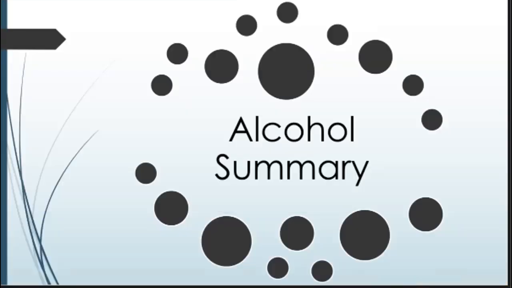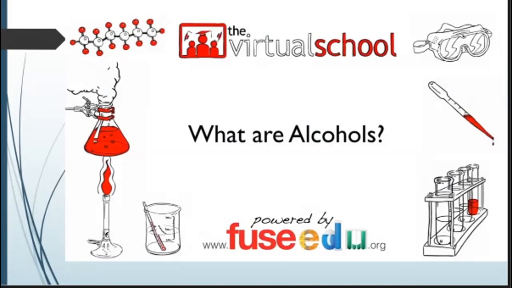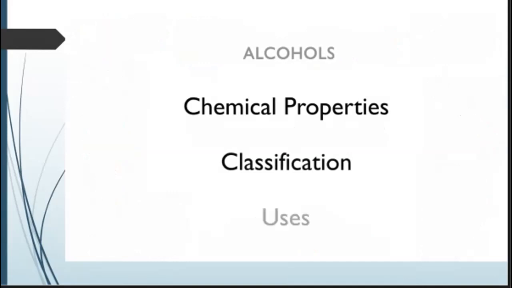All right. So what we just did there, we went through some questions to apply some of the things that we were talking about in the previous session as it relates to alcohols. So now what we are going to do is a little summary of what alcohols is all about. In the video, you will learn some of the chemical properties of alcohols, how to classify alcohols, and some uses of alcohols.